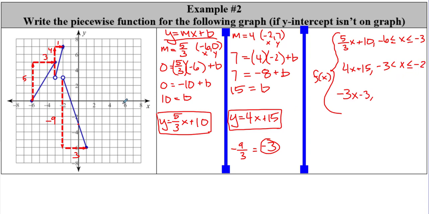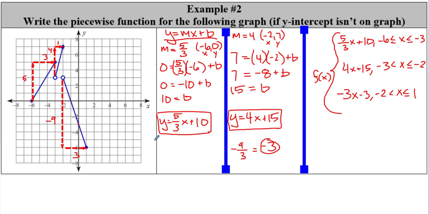And then last but not least, we are between -2 and +1. So -2 has the open dot, and then +1 will have the less than or equal to. And we are complete. So this is a fully written out piecewise function for the graph to our left.